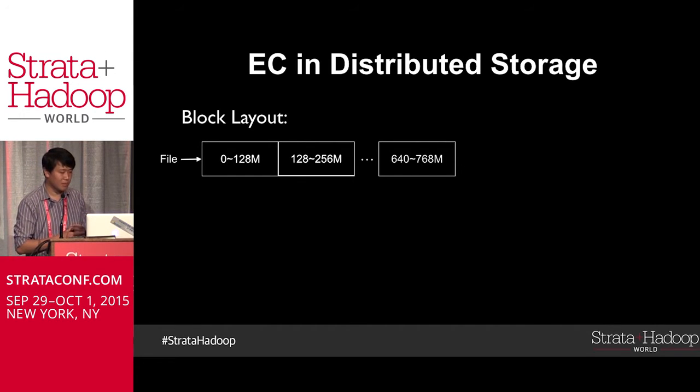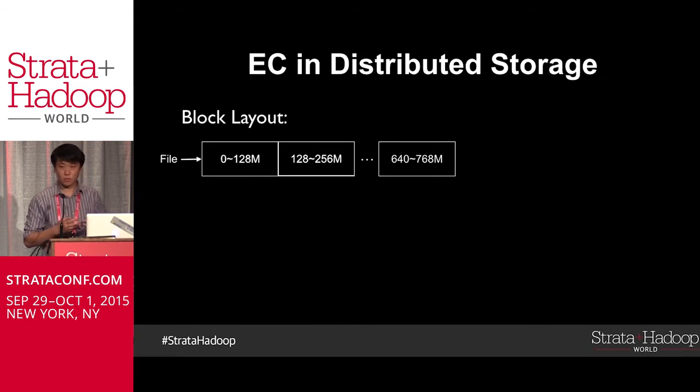To understand that point, we first need to understand how files are stored in a distributed storage system. To manage potentially very large files, distributed storage systems usually divide a file into fixed size chunks. Those are called logical file blocks. In this example, the first block has 128 megabytes, and this is a default block size in HDFS. The second block, and all the way to the 6 blocks.